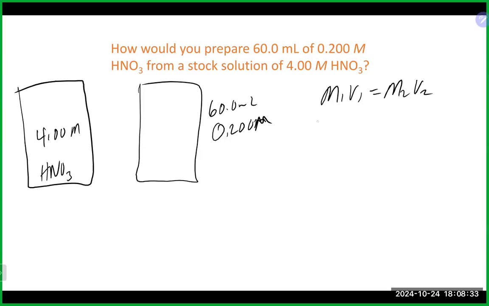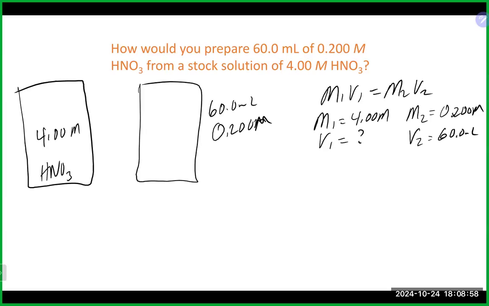Again, it really doesn't matter which ones you call what, but typically the more concentrated one is M1. So here M1 would be 4 molar. We don't have V1 that goes with it. We do have our desired molarity, which is the less concentrated, 0.2 molar, and the volume that we want to make, which is 60 milliliters. So in this case, we're actually going to solve for V1.